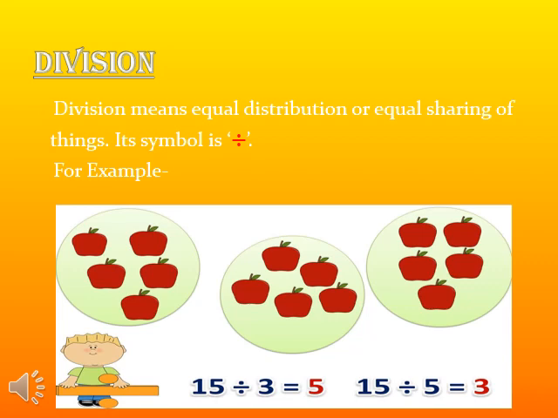You can see in the picture. And if we want to distribute these 15 apples into groups such that a group has 5 apples, then 3 groups will be formed. It means if we divide 15 by 3, we'll get 5, and if we divide 15 by 5, we'll get 3.